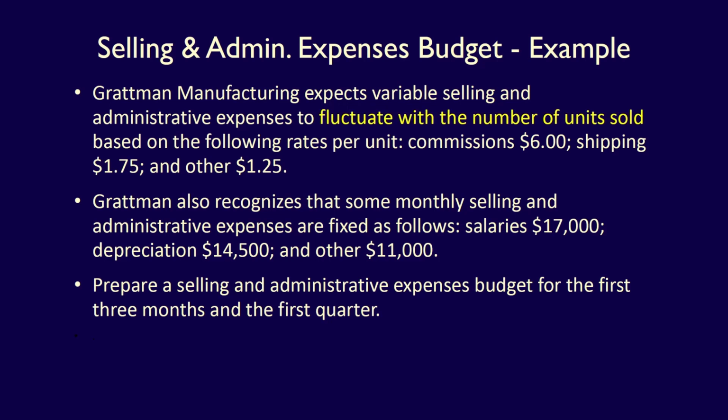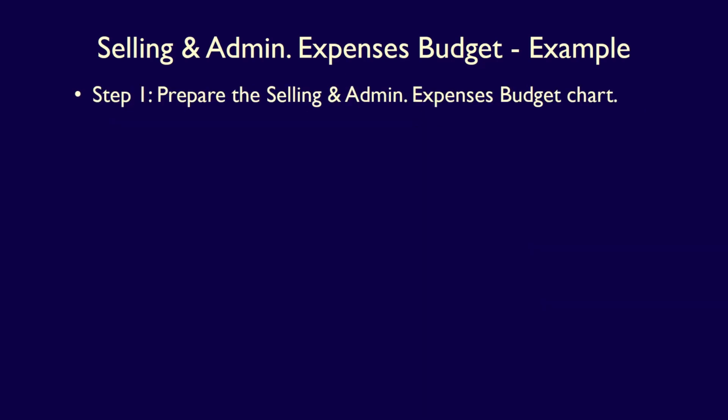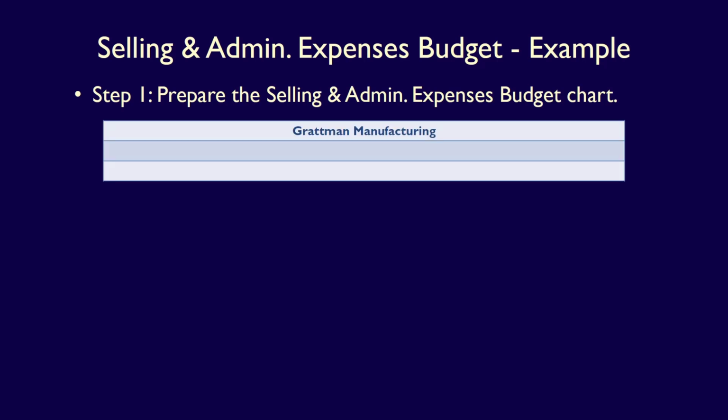Note again that the cost driver for the variable selling and admin expenses is always based on the number of units sold. No other cost driver is used because these costs vary with the sales activity only. Step 1 is to start to prepare the selling and admin expenses budget using a chart. As always, we start with the title, Gratman Manufacturing, name of the budget, Selling and Administrative Expenses budget, and the date, quarter ended March 31st.